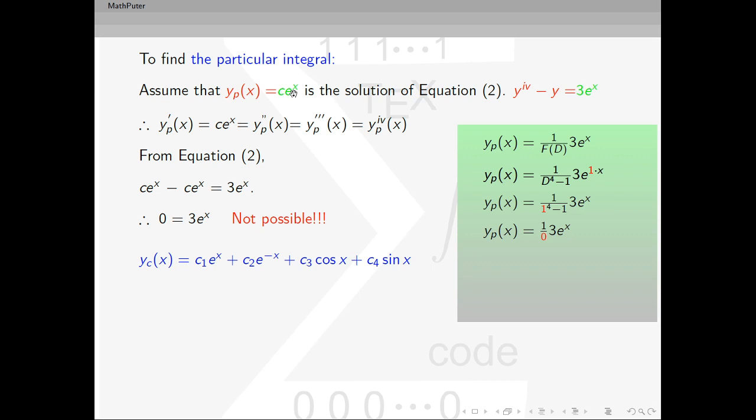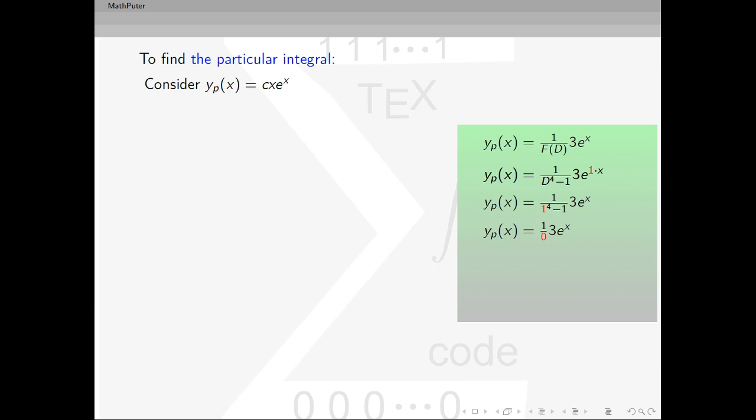So what do we do? In the last lecture also this kind of situation occurred. That time we multiplied by x, right? So here the same thing we apply. We multiply by x. Yp(x) is equal to c x e raised to x. Now find the first derivative. I differentiate e raised to x, which has derivative e raised to x. Then the derivative of x is 1. So this is c x e raised to x plus c e raised to x. The second derivative is c x e raised to x plus 2c e raised to x.